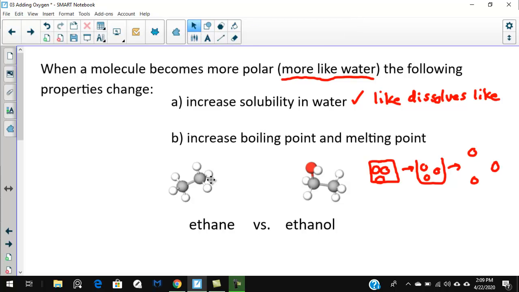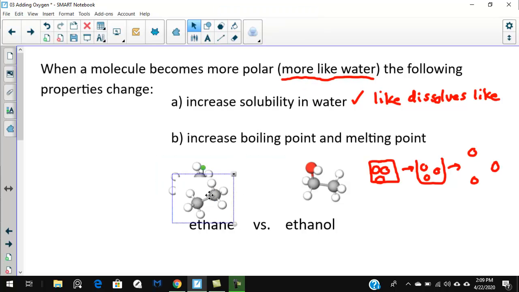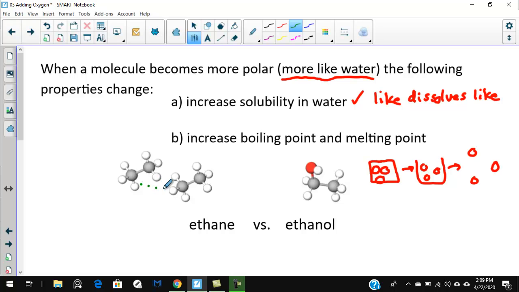each other. So in ethane, because it doesn't have any polarity, it doesn't have any oxygens in it, two ethane molecules really cannot hold on to each other very strongly. It's very, very weak that they can hold on to each other. And we called that back in another video, the London dispersion forces. But these are extremely weak and easily broken. So it's very easy to turn ethane from a solid to a liquid, to a gas.